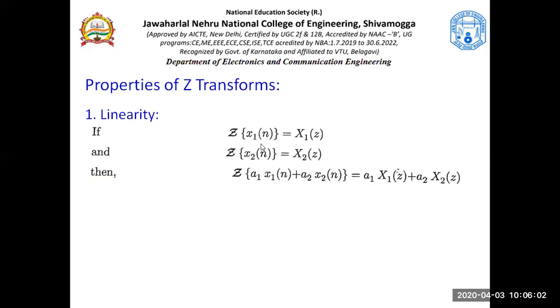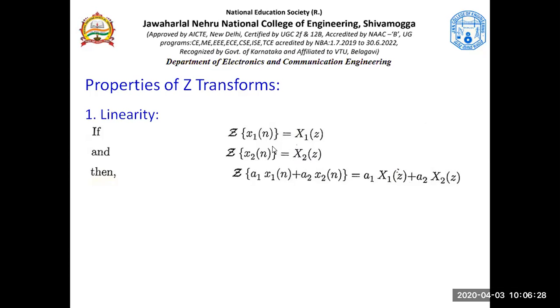Fine, the linearity. So you need to have two weighted signals for linearity. They say that Z transform is a linear transform. Why it is called a linear transform is what we're looking at. If you have x1 of n, the Z transform of this is given by x1 of z, and if you have x2 of n, the Z transform of x2 of n is given by x2 of z.